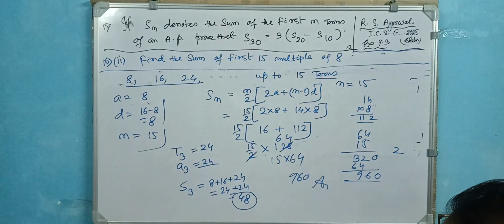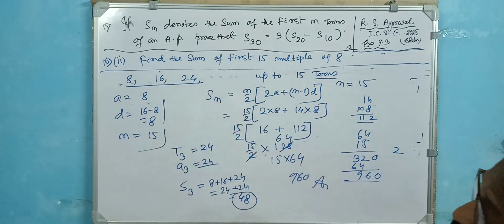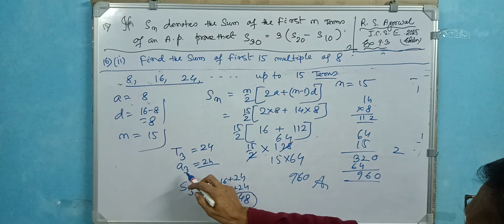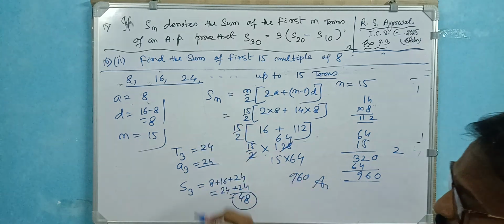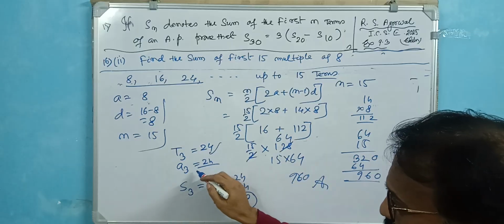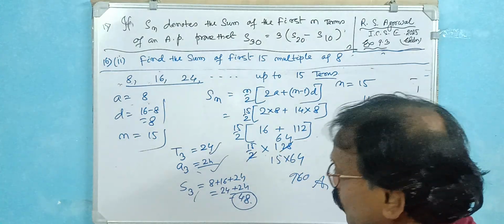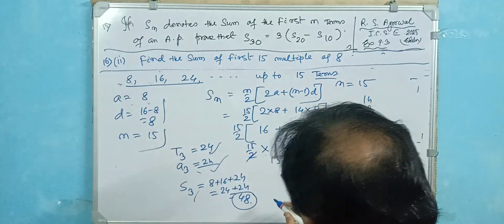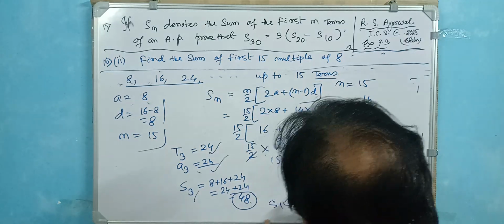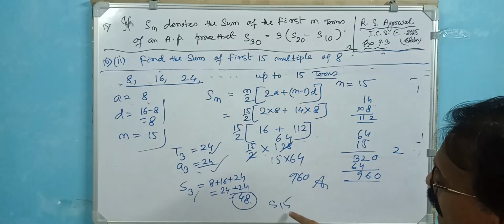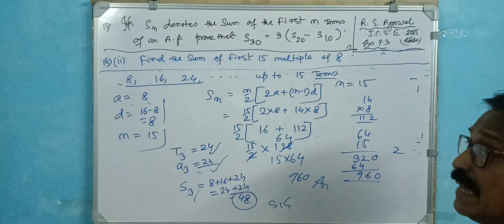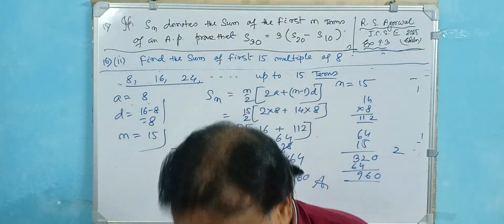What is the value of the third term? 24, or T3. Value of the third term. But S3. T3 is this, or A3 is this. But S3 is 48. So in this way, the sum of the third term is S3. So S15, the first 15 terms' sum, S15, the sum is 960. Clear? So in this way you solve it.